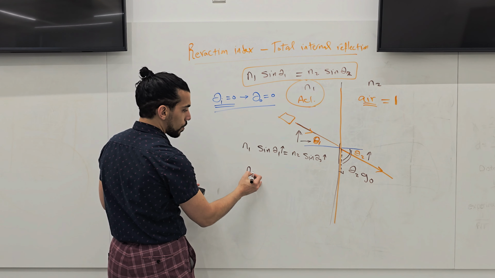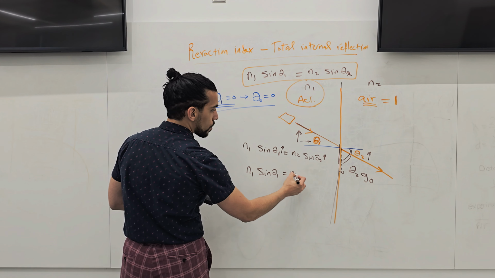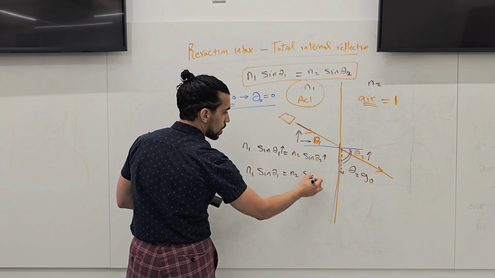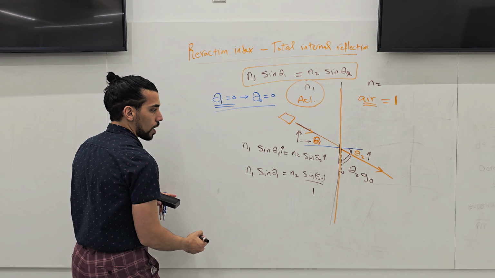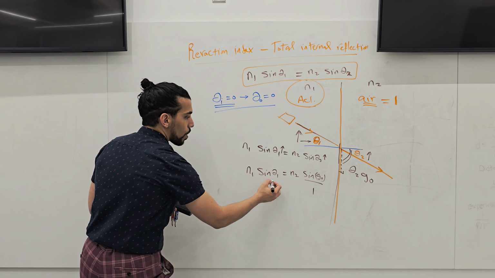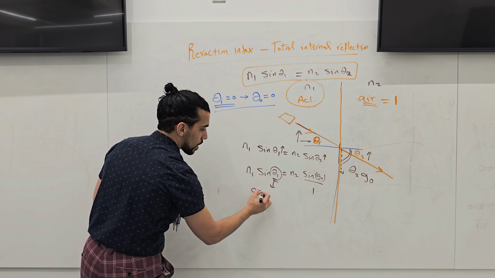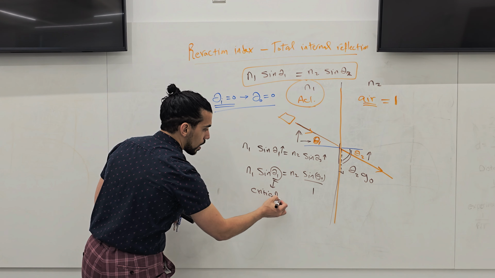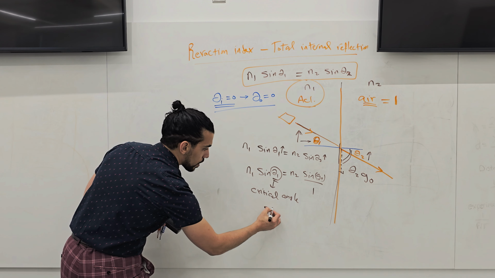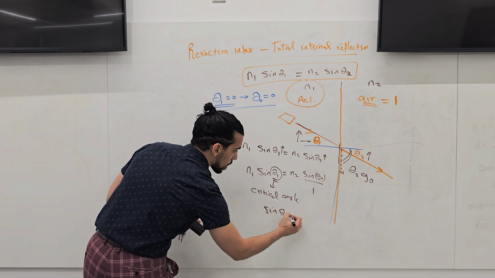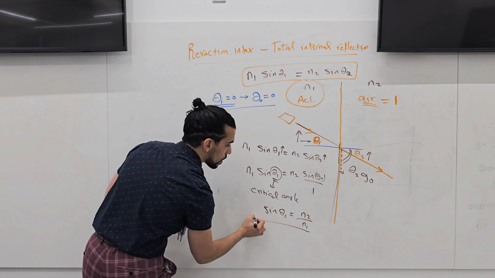So here, n1 sine theta 1 is going to be equal to n2 sine 90, which is equal to 1 basically. In this condition, where we start to have this 90 degrees, we call this angle the critical angle. So, sine theta critical is equal to n2 over n1.